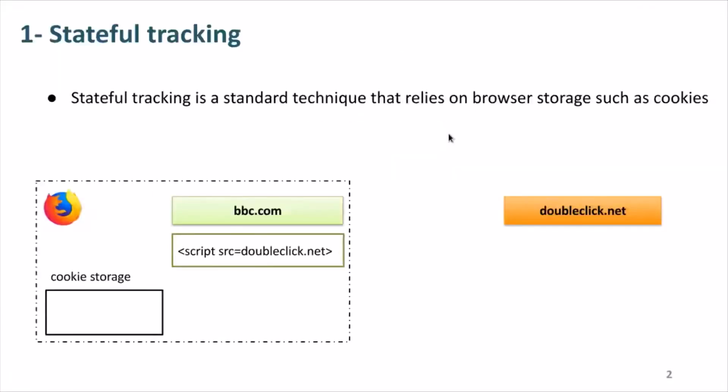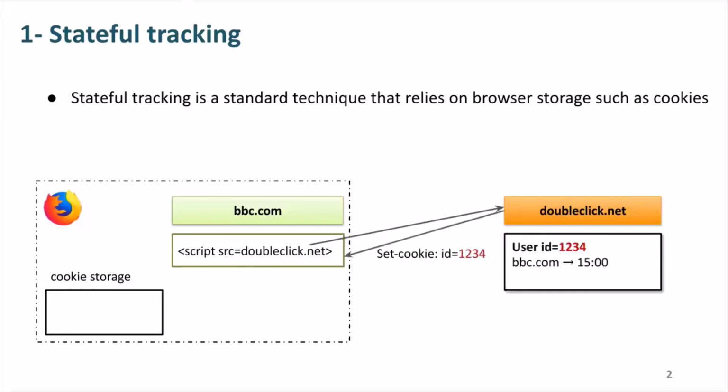Stateful tracking relies on the usage of browser storages such as cookies. To better understand how it works, let's consider a user browsing the web. The user is visiting bbc.com that includes content from DoubleClick. In order to fetch the content, the browser automatically sends a request to DoubleClick. Using the request response, DoubleClick will set a cookie on the user's browser with as value the identifier 1234.